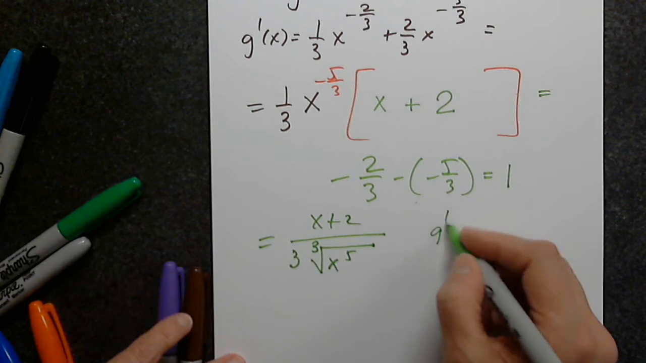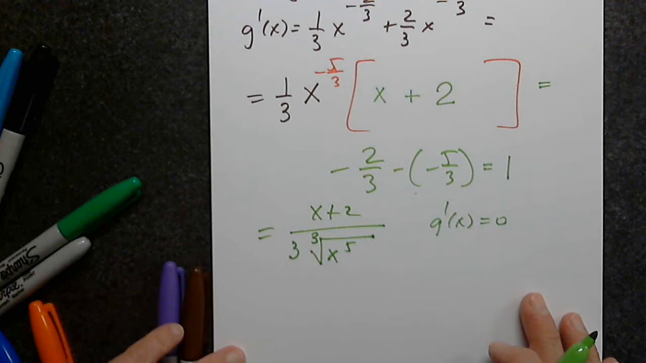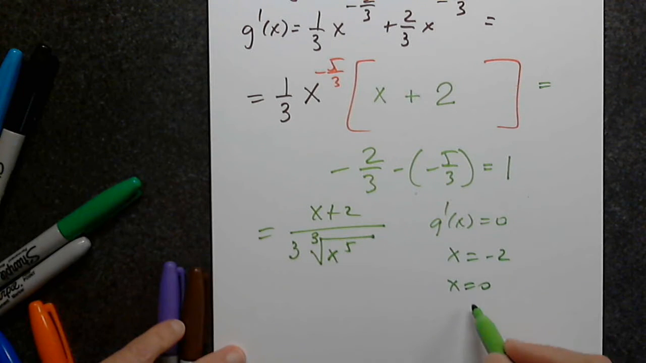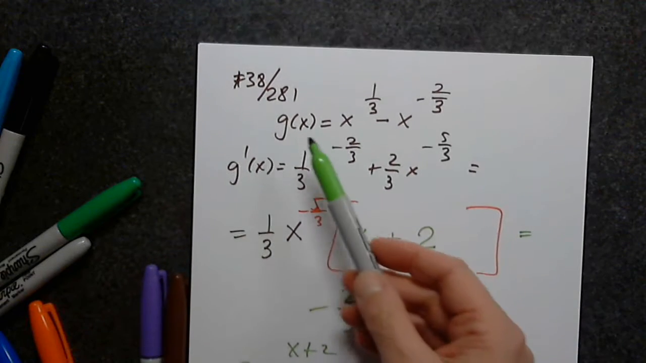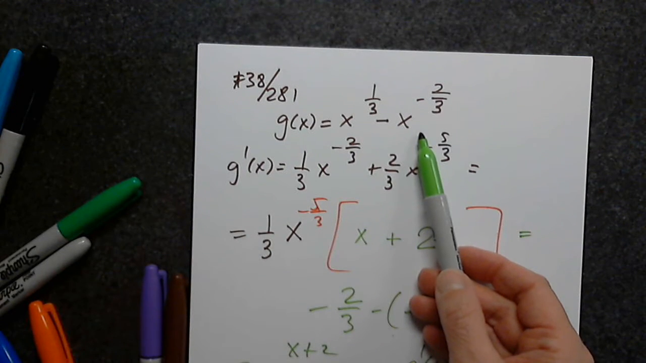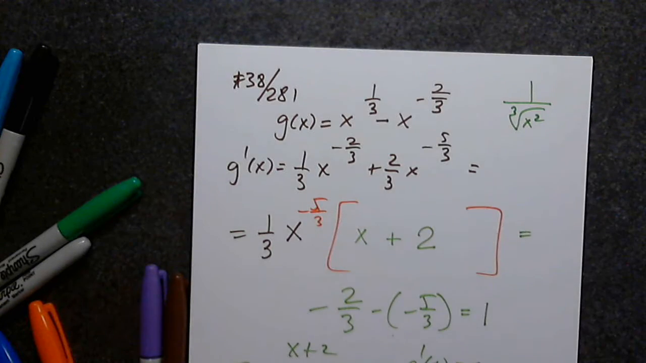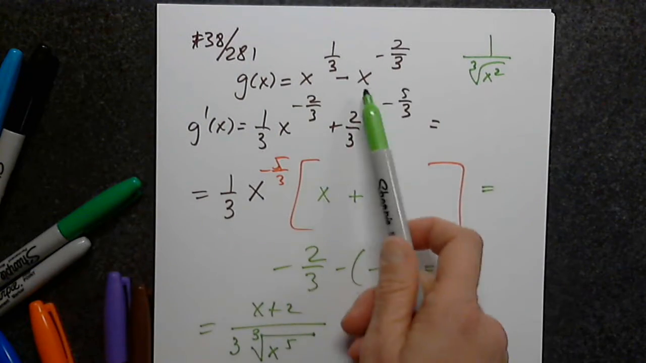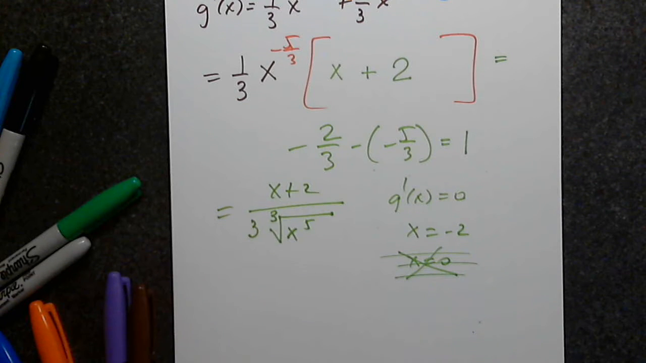So when you set g prime equal to 0, what do you get? You could say x equals negative 2 and x equals 0. However, x equals 0 is not a critical number because the function is not defined at 0, because this will be 1 over the cube root of x squared. It would have been if the function were defined at 0, but the function is not defined at 0, so this cannot be a critical number. So the only critical number of this function is negative 2.